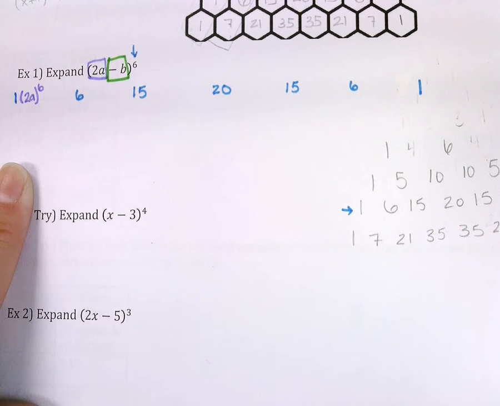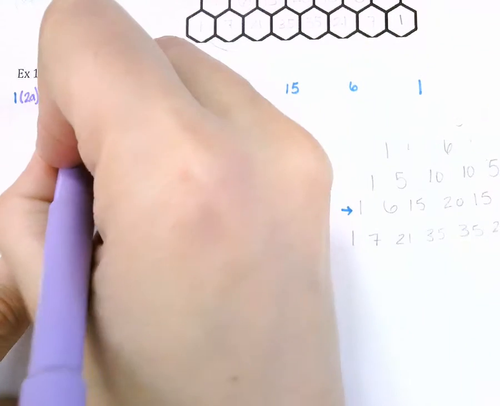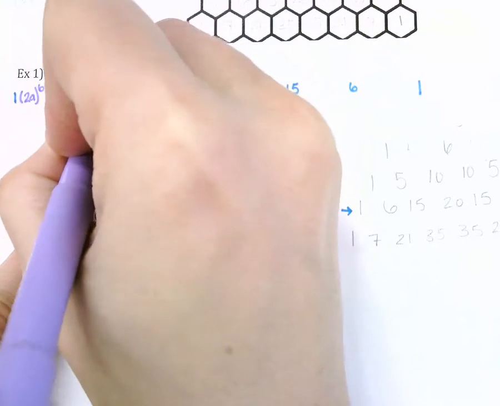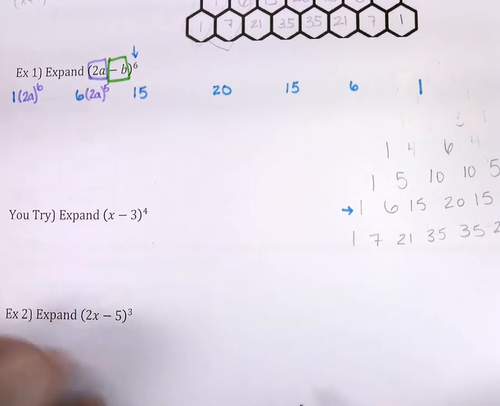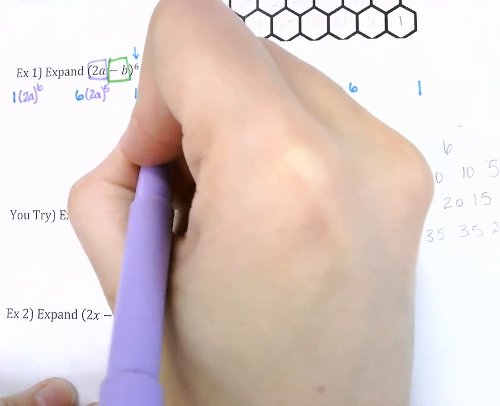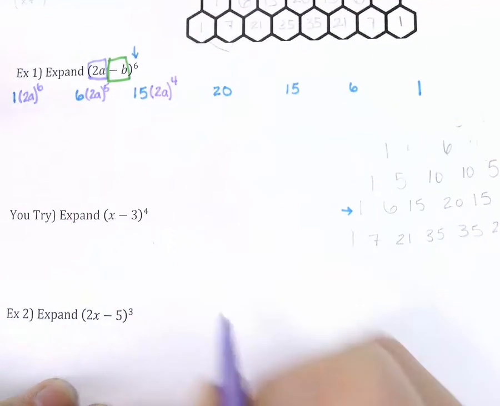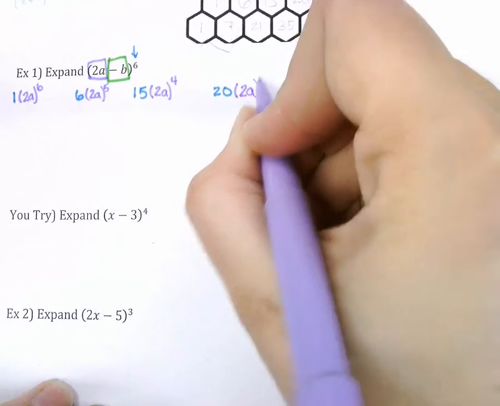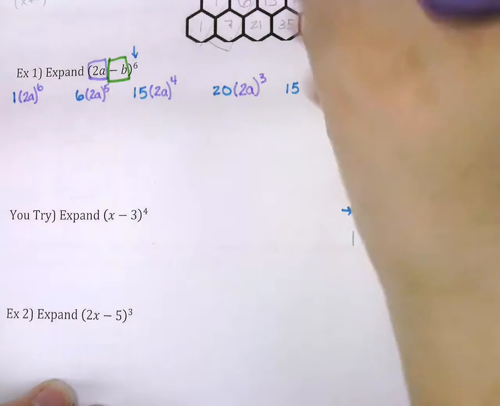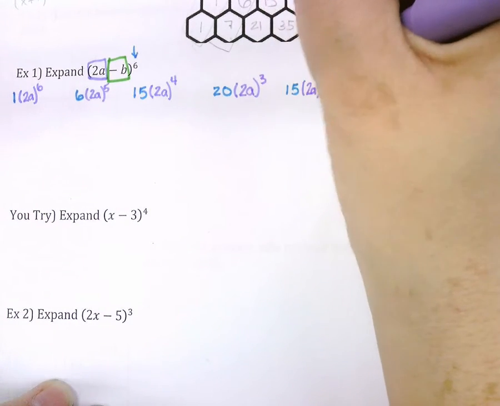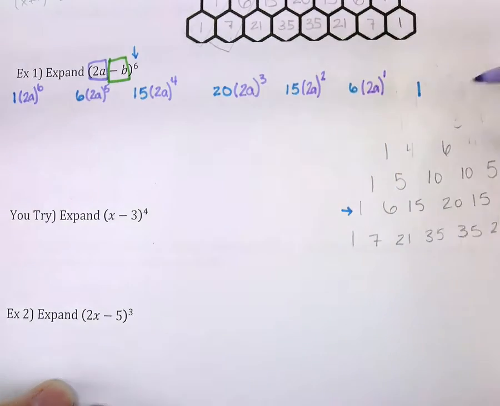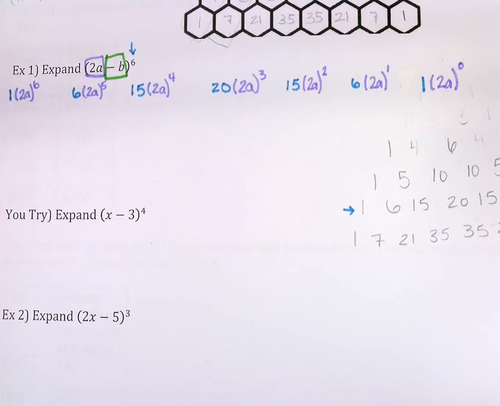Then you are going to decrease the number of them for every succeeding term. So in the next term, you're going to have 2a to the 5th power. And in the third term, you'll have 2a to the 4th power. And 2a to the 3rd power, 2a squared, 2a to the 1, and then 2a to the 0 power. Anything to the 0 power is 1.